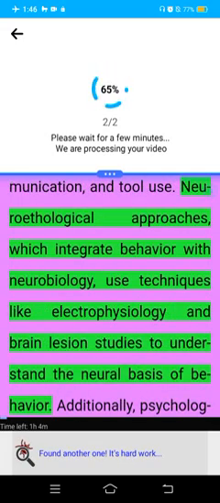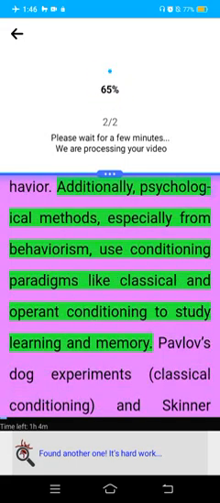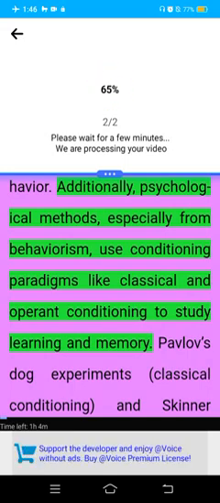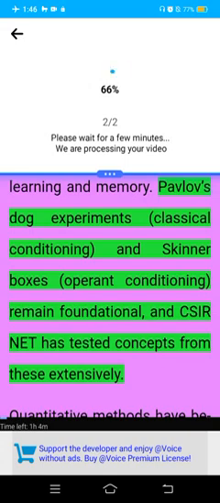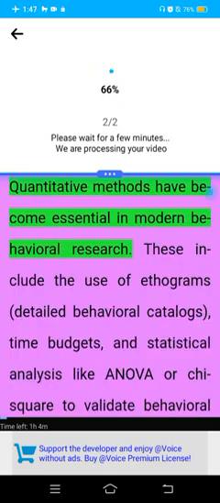Neuroethological approaches, which integrate behavior with neurobiology, use techniques like electrophysiology and brain lesion studies to understand the neural basis of behavior. Additionally, psychological methods, especially from behaviorism, use conditioning paradigms like classical and operant conditioning to study learning and memory. Pavlov's dog experiments, classical conditioning, and Skinner boxes, operant conditioning, remain foundational, and CSIR-NET has tested concepts from these extensively. Quantitative methods have become essential in modern behavioral research.